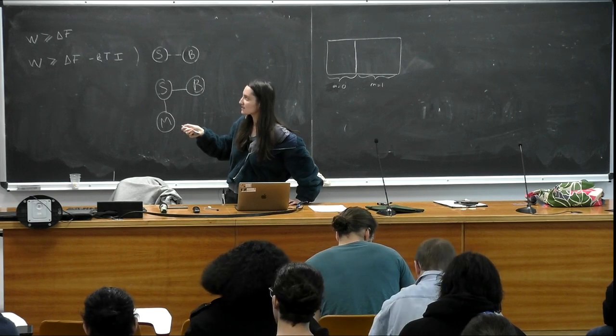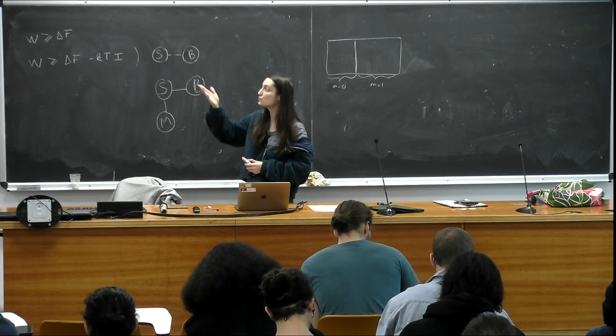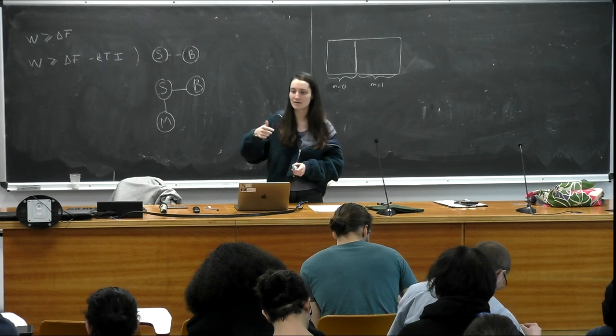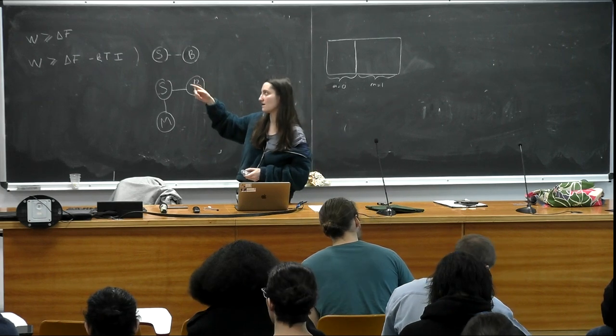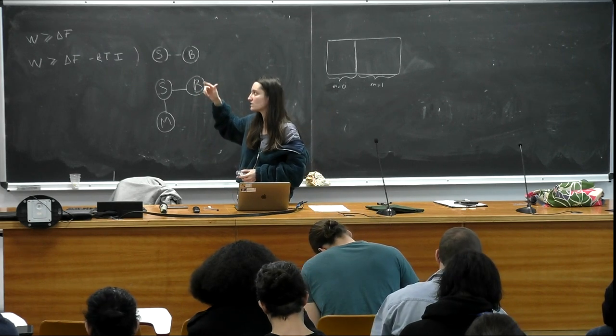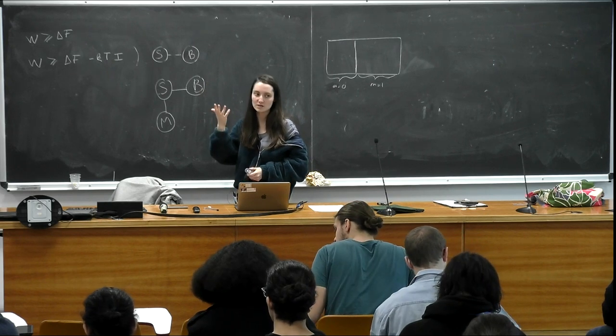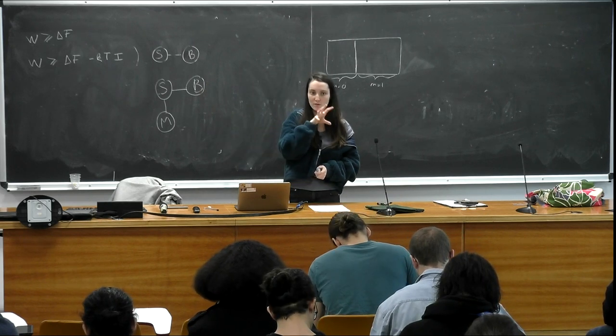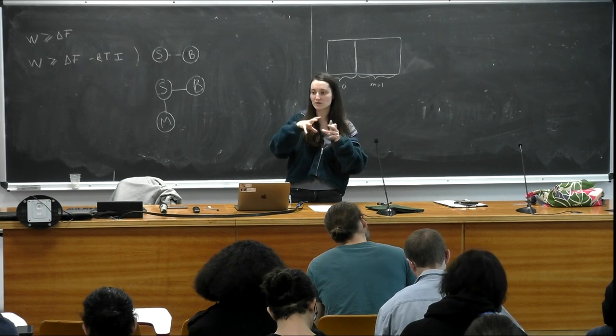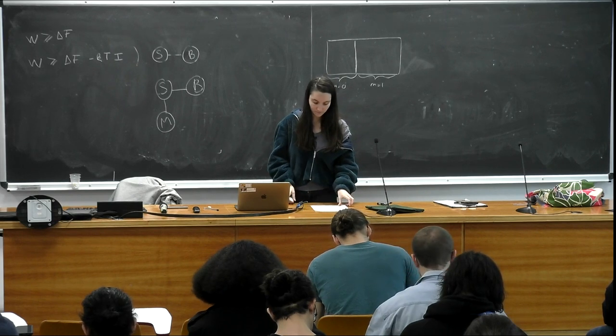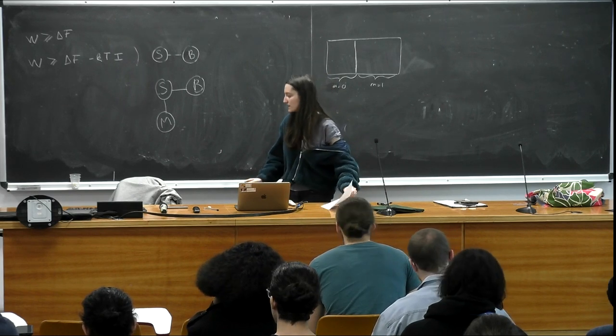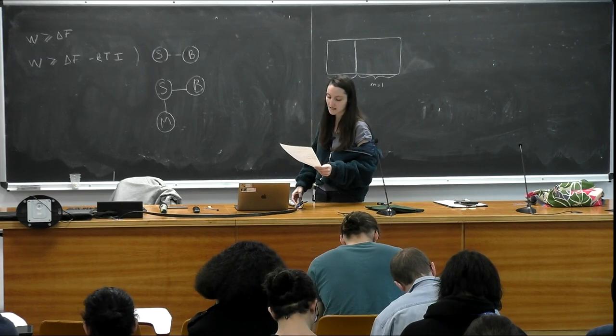For instance, if I have two informational states, just one and zero, it will just be minus P0 ln of P0, minus P1 ln of P1. So this is just information related to the informational states themselves. And this can be proved.